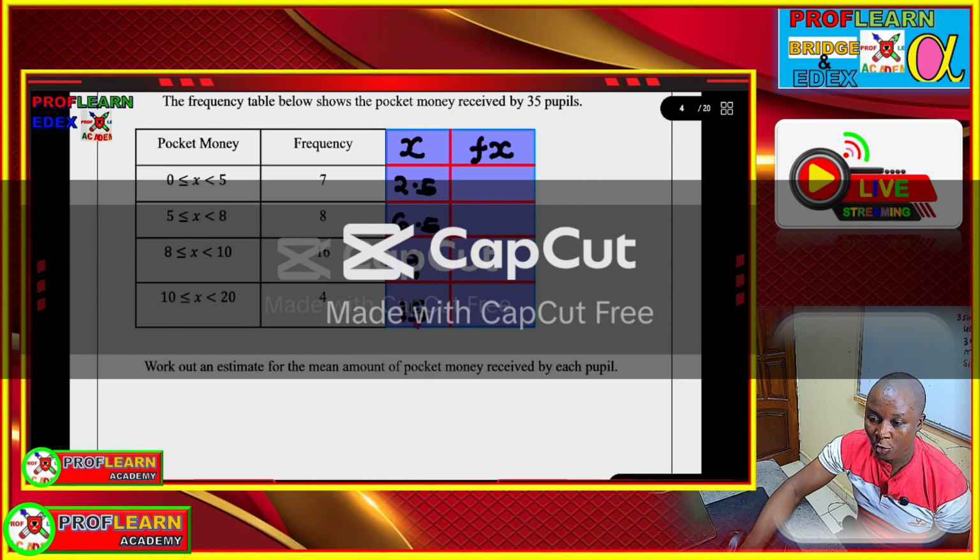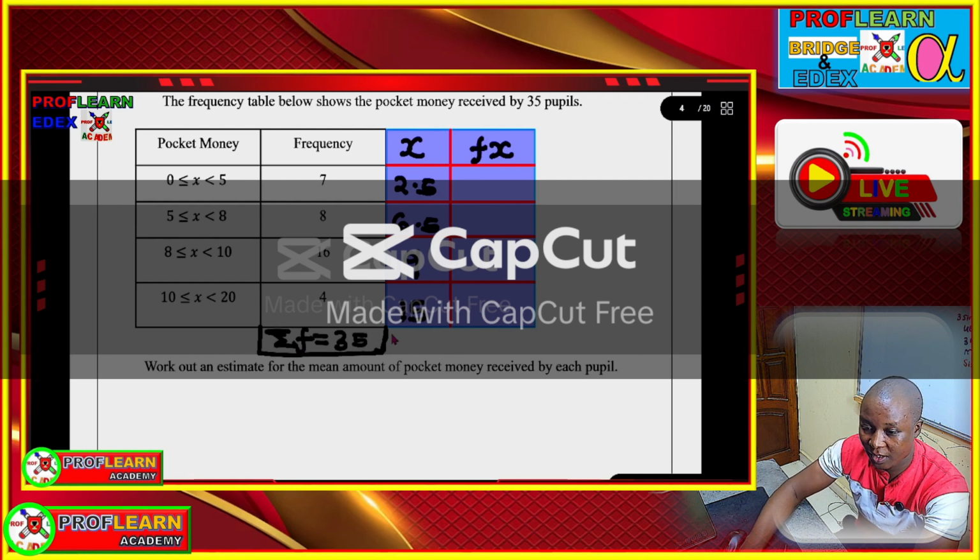Now multiplying 2.5 times 7, this is going to translate to what? We need to find f of x as summation of the total frequency, which is 135. Summation of f will be 35. We need also to complete the table here, which is 7 times 2.5, which is 17.5. 8 times 6.5 will be 52. 16 times 9, that's going to be 144. And then we have 4 times 15, which is 60.